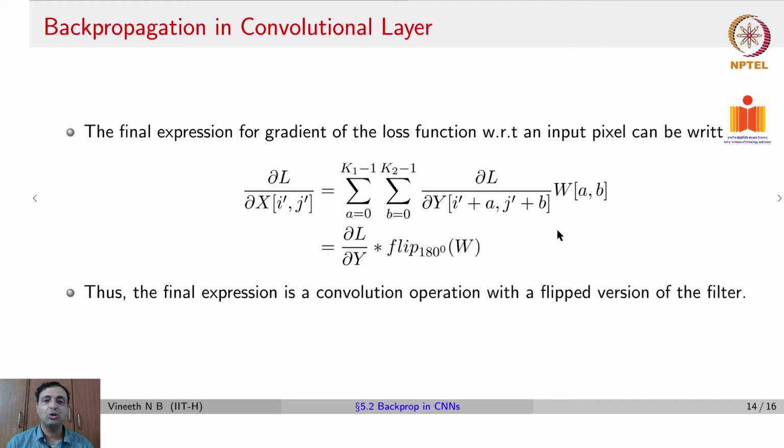This looks like the definition of cross correlation. It's the cross correlation of ∂L/∂Y with W, the filter. Rather, we can say it's the convolution of the filter flipped with ∂L/∂Y. We know that cross correlation and convolution differ by that flip of the filter, and that becomes a flip by 180 degrees, which is a flip in two directions, and that's what we have here. ∂L/∂Y is in a convolution with a double flipped filter.